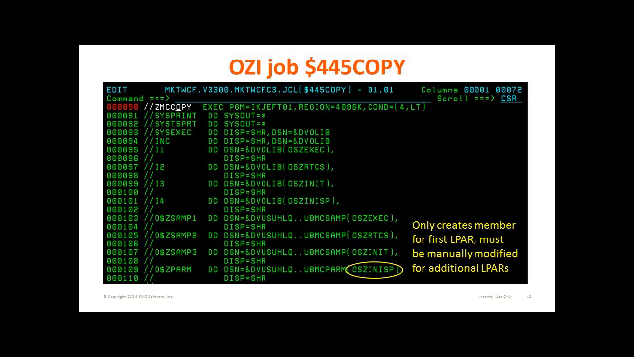The $445 copy copies the skeleton member to the UBMC PARM library while tailoring the RTCS registry name. This job only creates the member for the local LPAR. If additional LPAR members are needed, this job must be modified to create another member with the proper suffix, usually $sysclone, or the member must be copied manually. Any changes to the hard-coded parameters such as eligible, ineligible owner, or shared remote registry must be made manually.